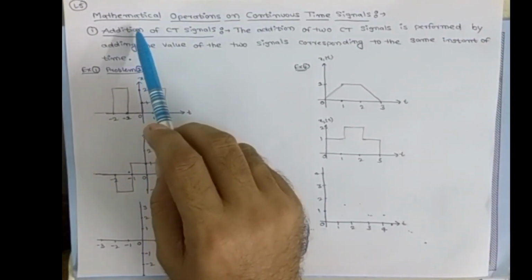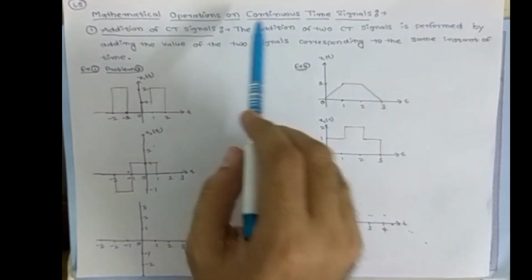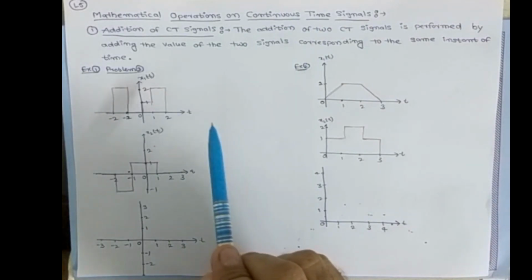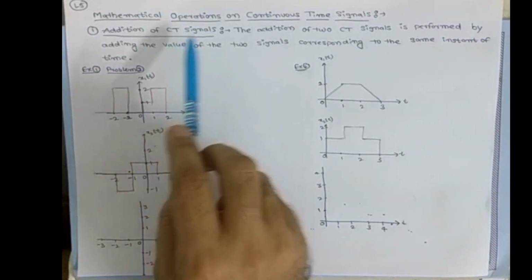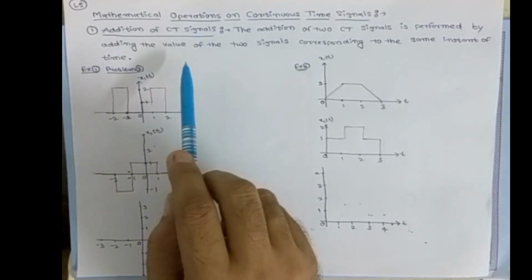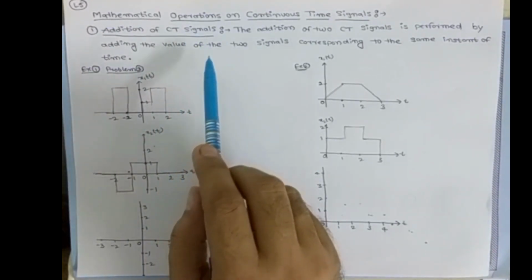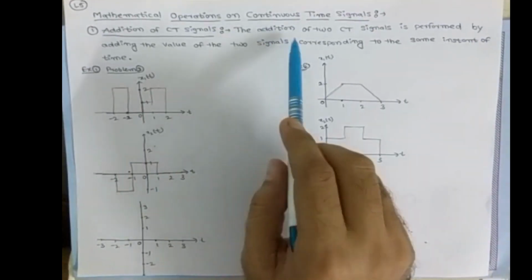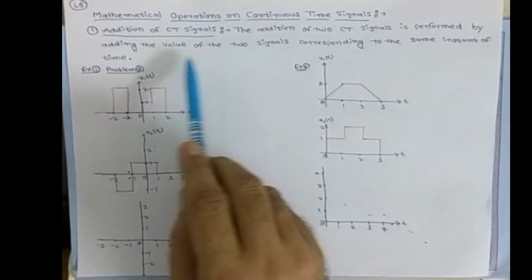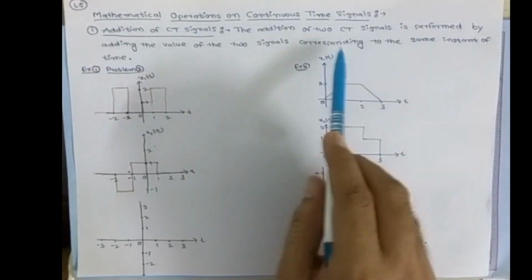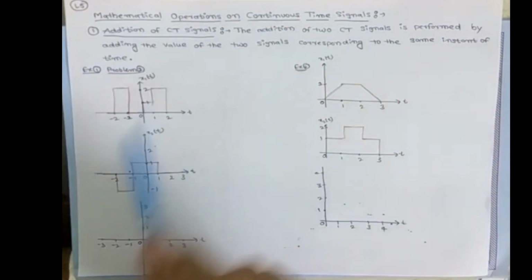So our second topic is mathematical operations on continuous time signals. The first one is addition of CT signals. CT means continuous time signal. How to add two signals? The addition of two continuous time signals is performed by adding the values of the two signals corresponding to the same instant of time.